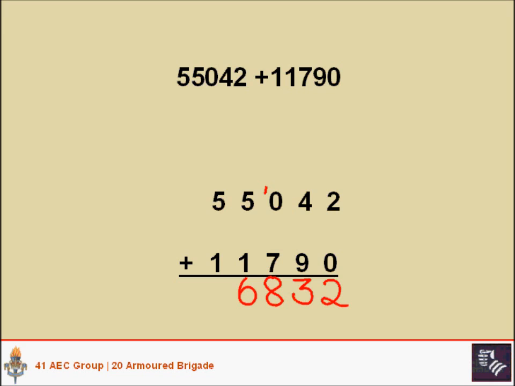And finally, the same again. 5 add 1 equals 6. Our answer is 66,832.